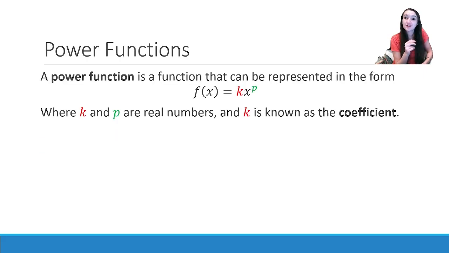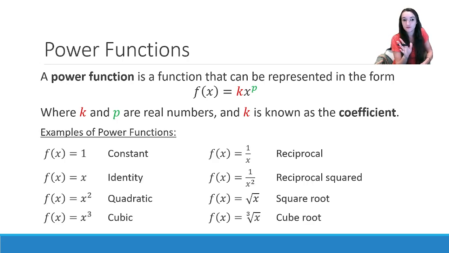So before we get to what a polynomial is, we're going to look at something a little bit simpler. A power function is a function that can be represented in the form f of x equal to kx to the p, where k and p are any real numbers and k is known as the coefficient. So various examples of power functions. We have the constant function.